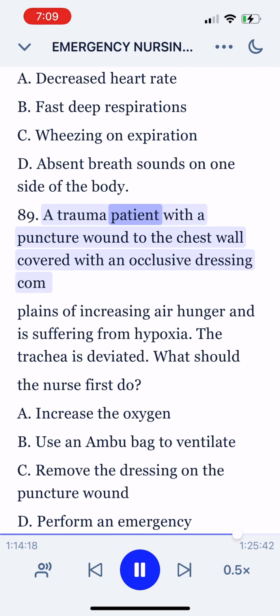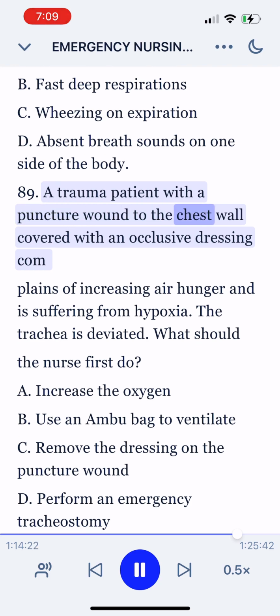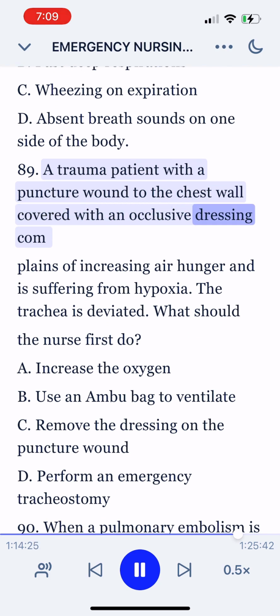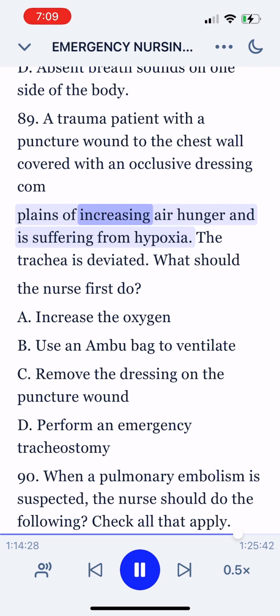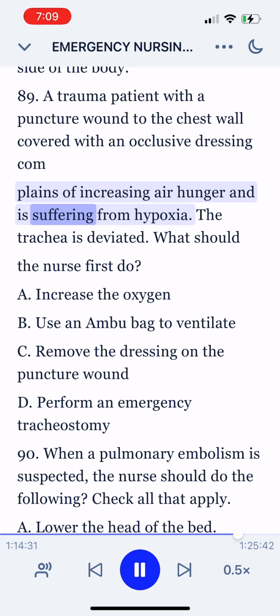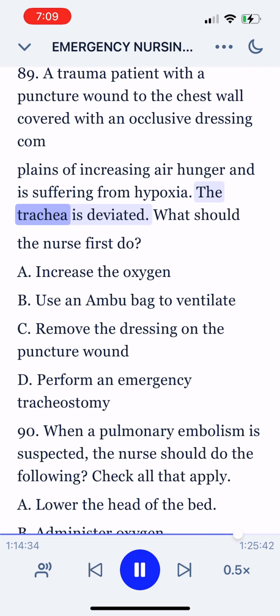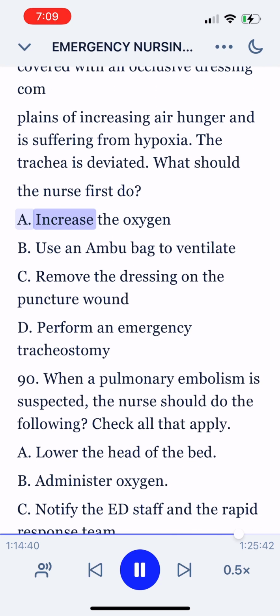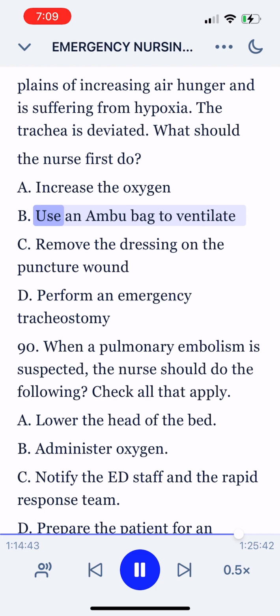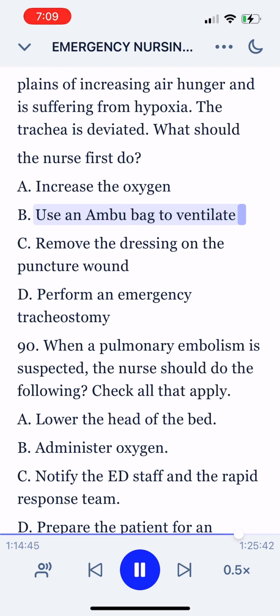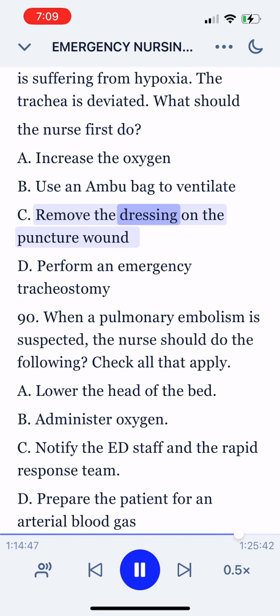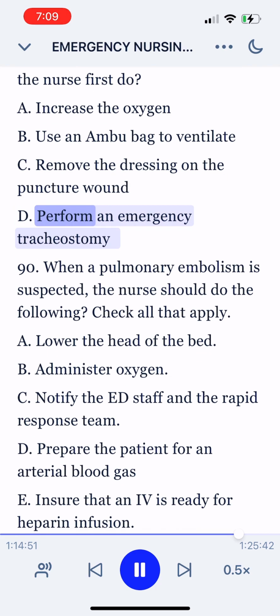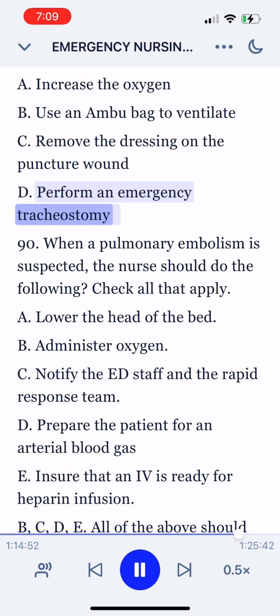89. A trauma patient with a puncture wound to the chest wall covered with an occlusive dressing complains of increasing air hunger and is suffering from hypoxia. The trachea is deviated. What should the nurse first do? A. Increase the oxygen. B. Use an ambu bag to ventilate. C. Remove the dressing on the puncture wound. D. Perform an emergency tracheostomy.